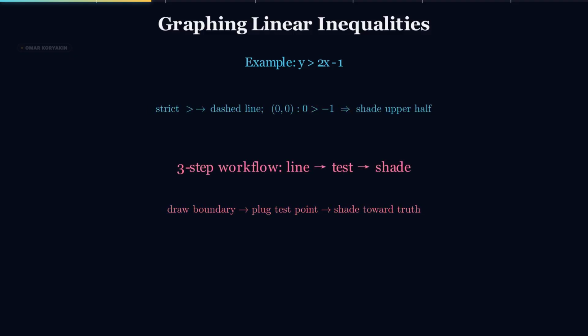Step 3. Plug the test point's coordinates into the original inequality and check whether the resulting numerical inequality is true or false. If true, shade the half-plane containing the test point. The test point is in the solution region. If false, shade the other half-plane. The test point is not in the solution region, so the other half is. Optionally verify by testing one more point in the shaded region to confirm the inequality holds there as well.